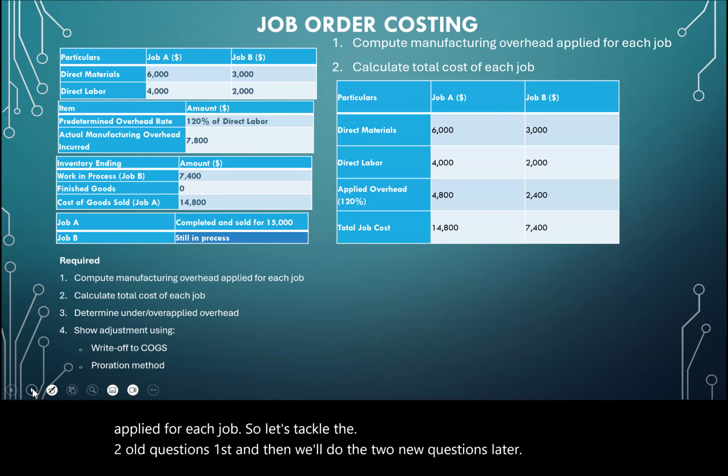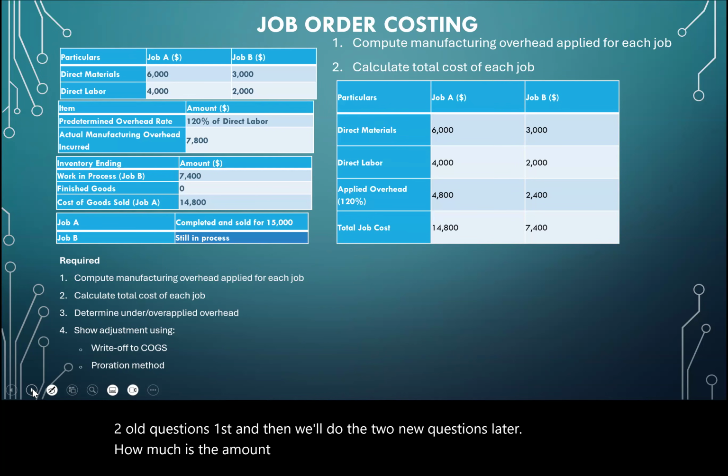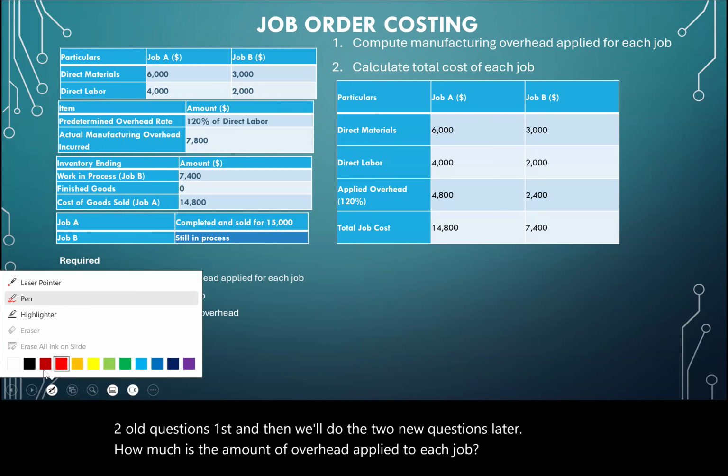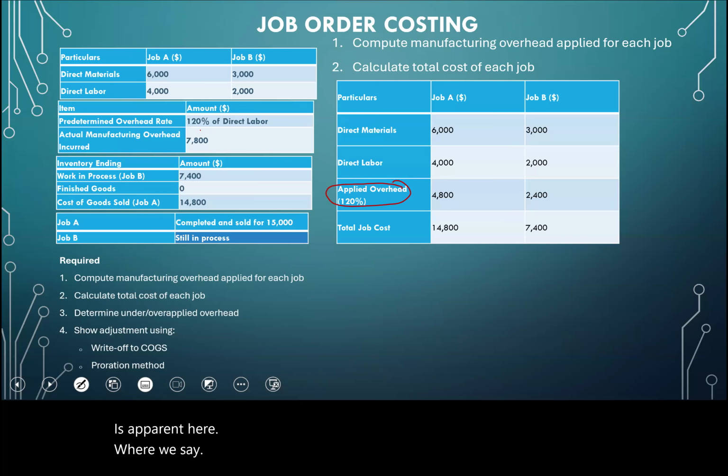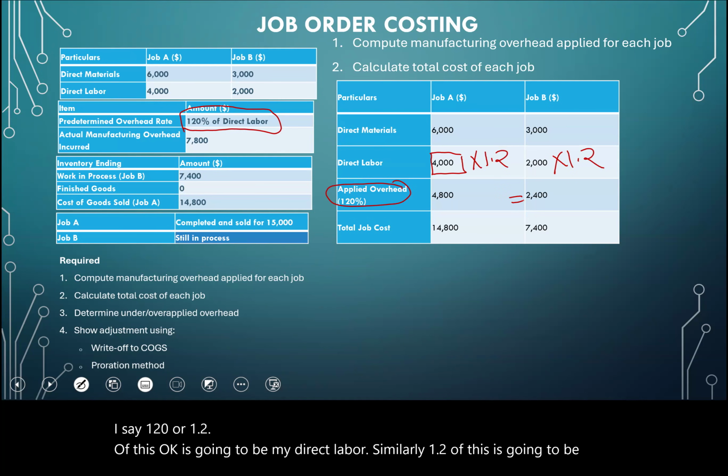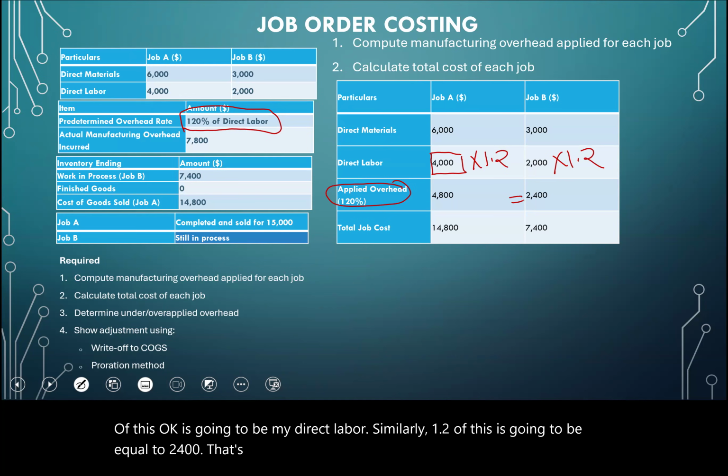Okay. How much is the amount of overhead applied to each job is apparent here, where we say applied overhead is simply 120% of direct labor, right? If my direct labor is this much, I say 120% or 1.2 of this is going to be my applied overhead. Similarly, 1.2 of this is going to be equal to 2400. That's how I apply the overhead. Everybody with me?